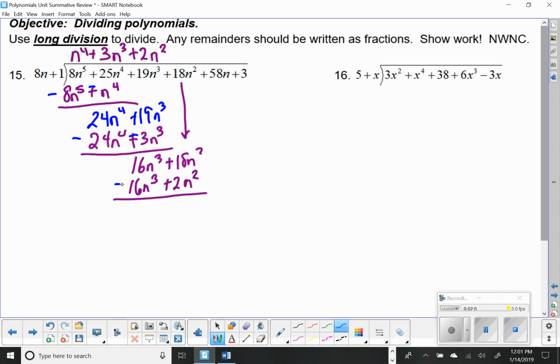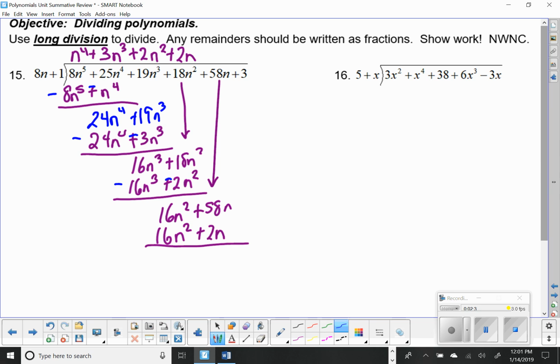Again, subtract. This cancels. 18 minus 2 is 16n squared. Bring down the 58n, and I only bring them down as I need them. 8 will go into 16 2 times. 2 times 8 is 16n squared. 2 times 1 is plus 2n.